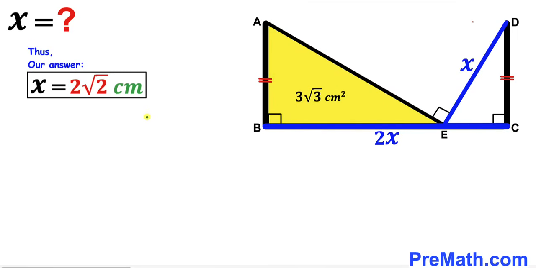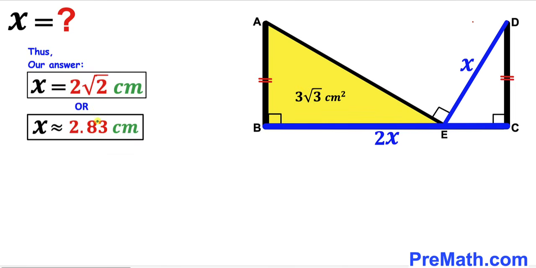So thus after all the calculations and manipulations, our x value turns out to be 2 times square root of 2 centimeter, and that's going to be approximately equal to 2.83 centimeter as well.